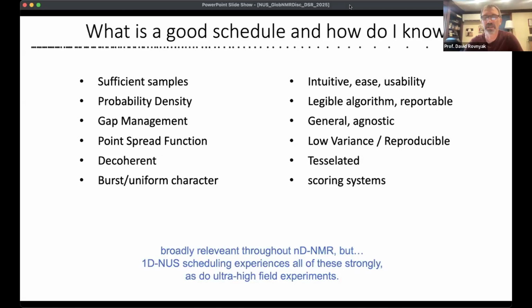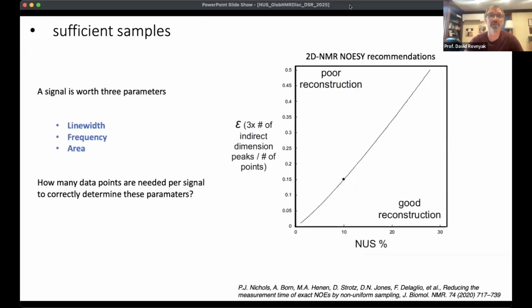Also, I want to pause and just point out that these are conditions that have come about from an enormous community of researchers and pioneering work, and all of the maturation of NUS that has occurred from dozens and dozens of labs. And it's not possible to properly thank all of them here and recognize all of their extraordinary contributions here, but this is the product of an enormous community effort. These are broadly relevant throughout NDNMR, but I like to point out that 1D NUS schedules experience these criteria strongly, and ultra-high fields experience these criteria strongly. So let's explore these and see what they mean for us.